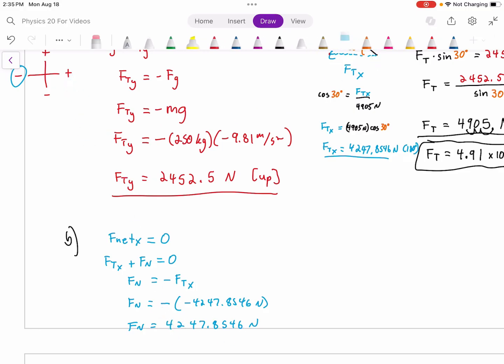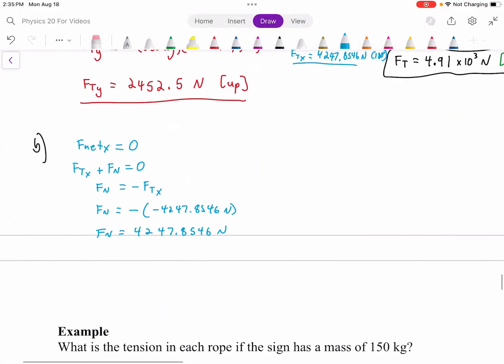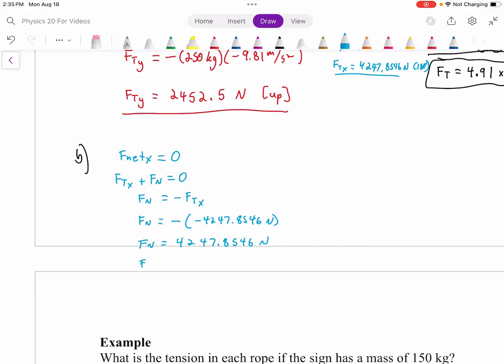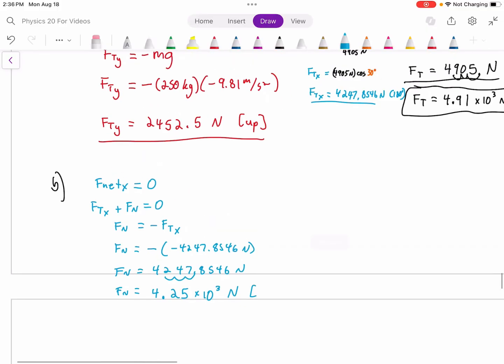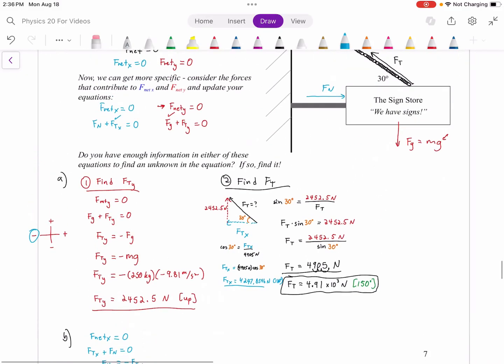However hard tension was pulling to the left, that normal force needs to be pushing to the right to give us a net force of 0. So, to 3 significant digits, we would write 4.25 times 10 to the power of 3 newtons. Okay, again, we don't really need direction here because they were just asking about how big is the force it needs to be able to handle, but it would be, it's to the right, we could say 0 degrees. Okay, so there we go. That is the normal force that that bar needs to be able to handle.